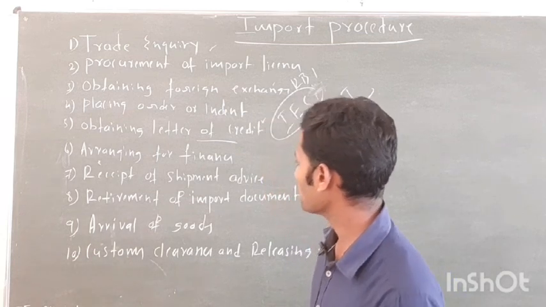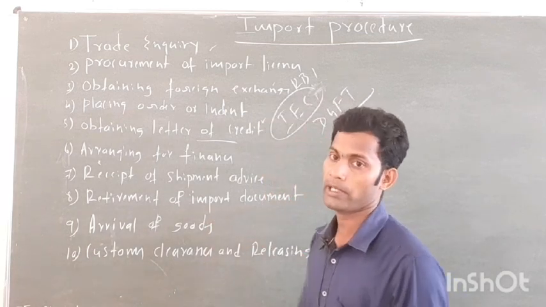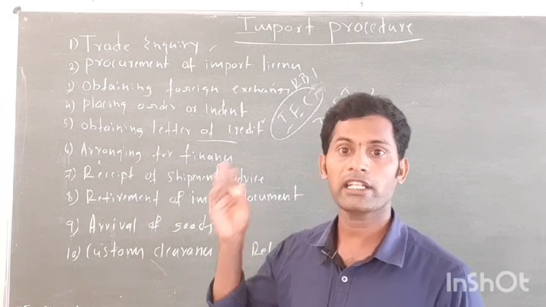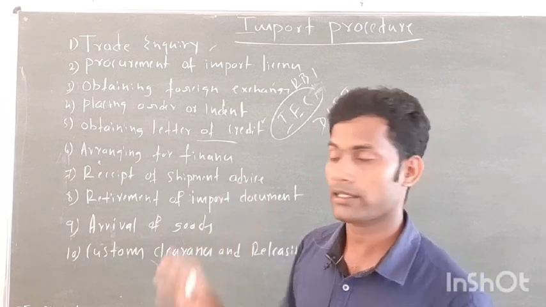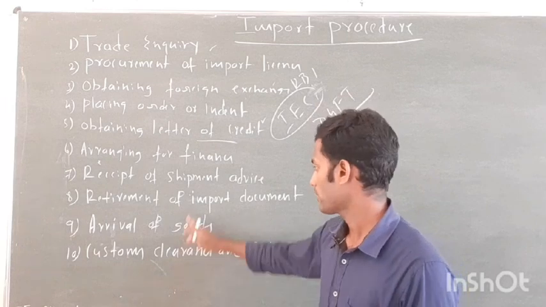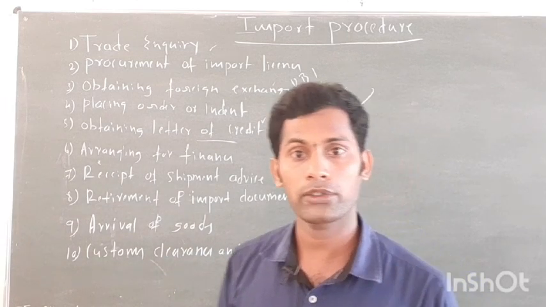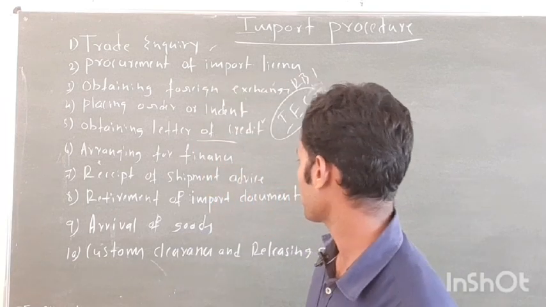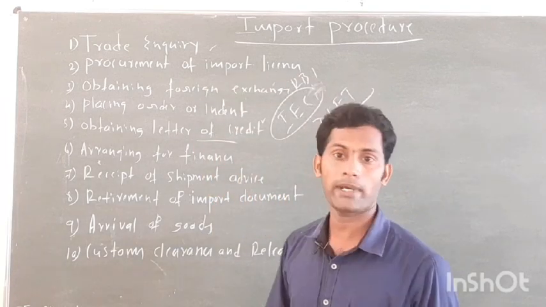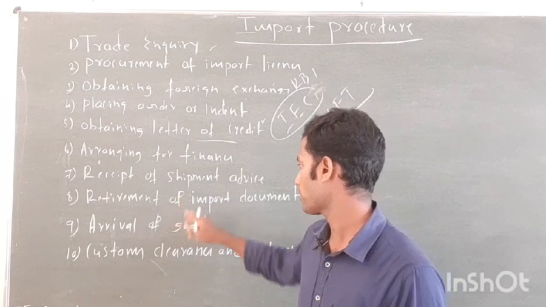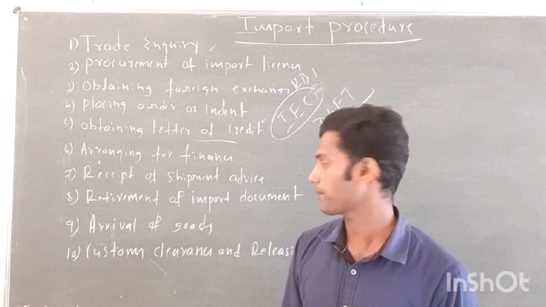Then eighth one, retirement of import document. So, after exporting the product, the exporter gathers all the documents relating to the export, then he sends them to the importer's bank. That is what we call retirement of import document.